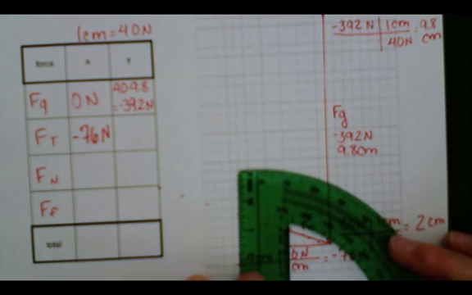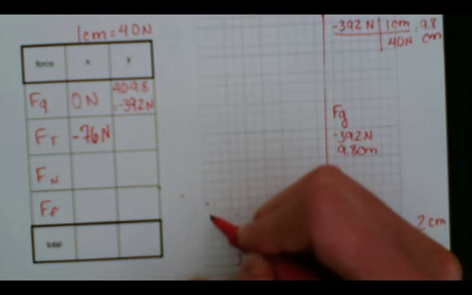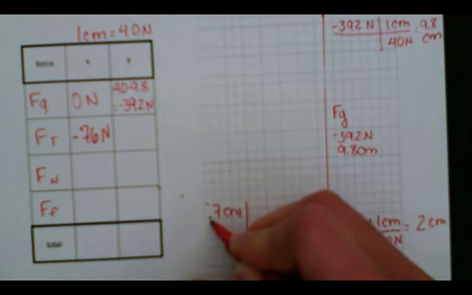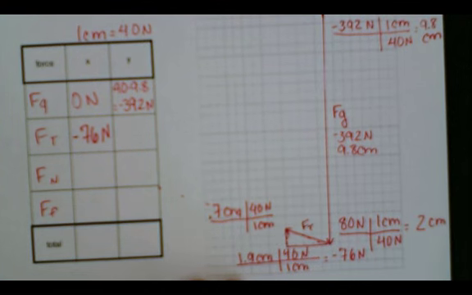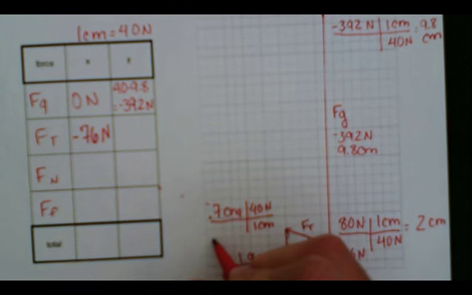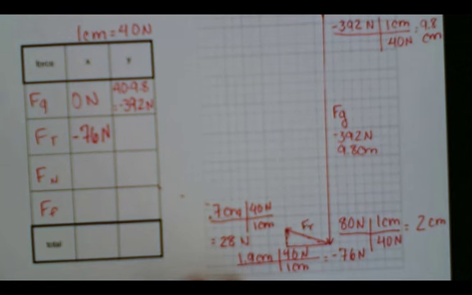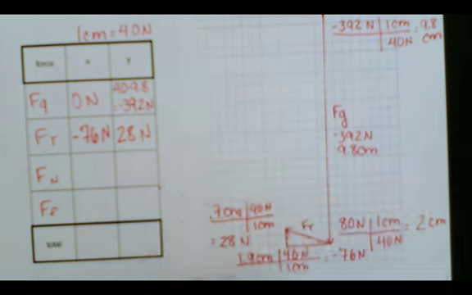Now our vertical component. When we measure our vertical component, we measure the component to be 0.7 centimeters. Using our conversion factor of 40 newtons per 1 centimeter, we obtain a vertical component of 28 newtons. The vertical component of the tension is 28 newtons.